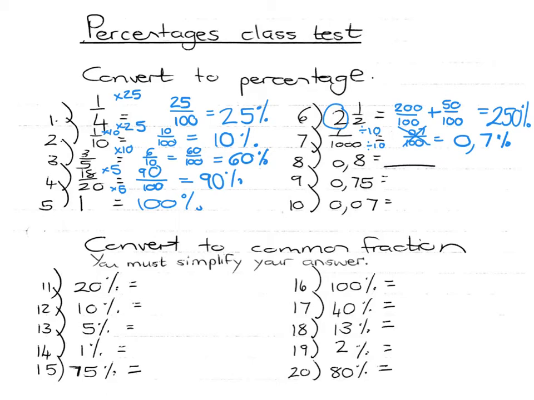Next, if I look at a decimal, 0.8, that is 80%. 0.75 is 75%. And 0.07 is, okay, 0.7 would be 70%, right? So 0.07 would be 7%.